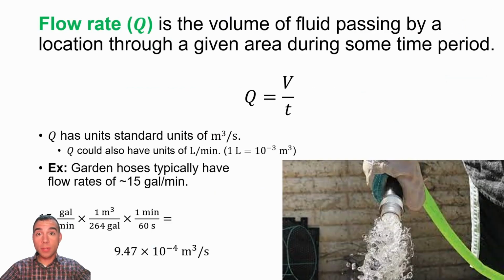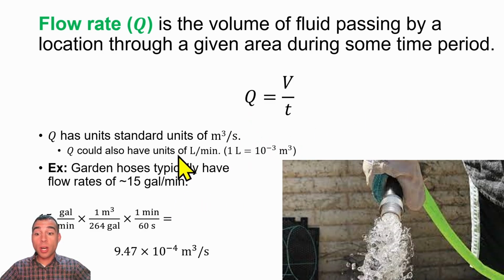Flow rate describes the amount of volume of a fluid passing over some given amount of time. We use the letter Q for flow rate, and the formula is shown here. The volume that passes divided by the amount of time that it takes for that volume to move will give you your flow rate. Accordingly, since the standard units of volume are meters cubed and the standard units for time are seconds, then the standard units for flow rate Q are going to be meters cubed per second.